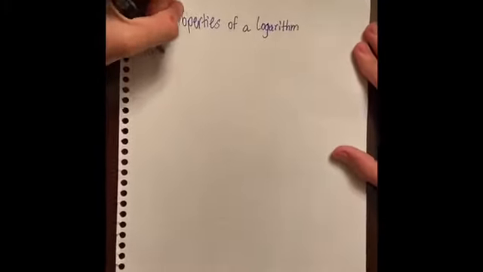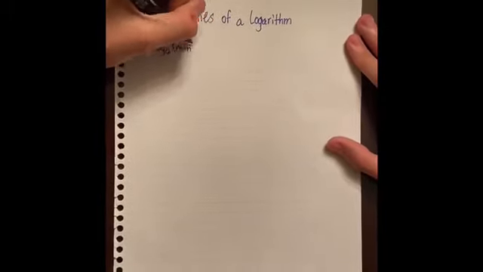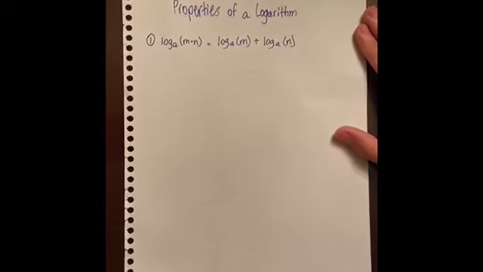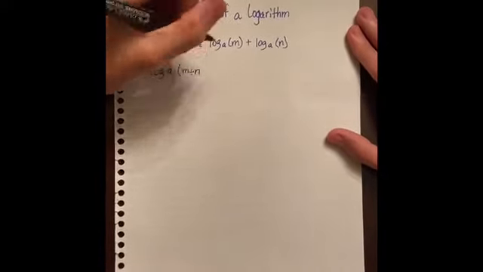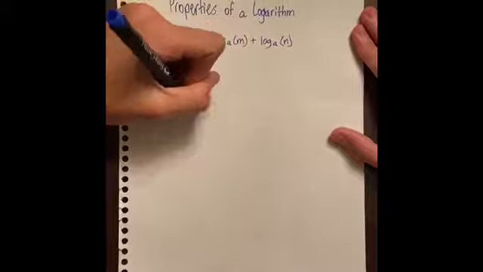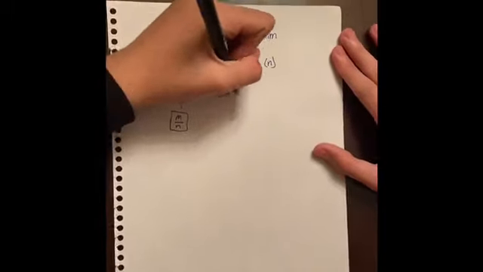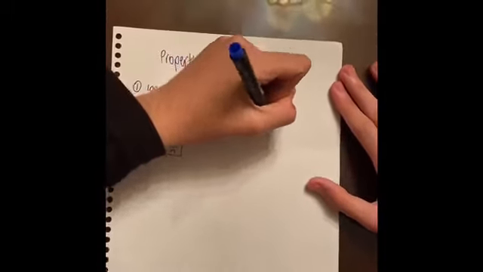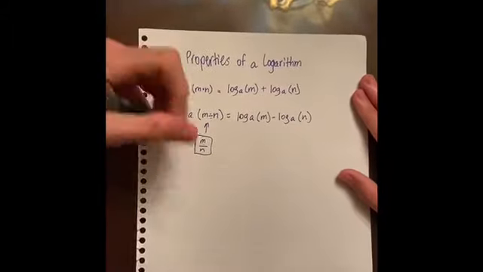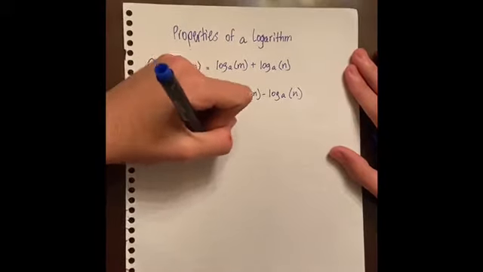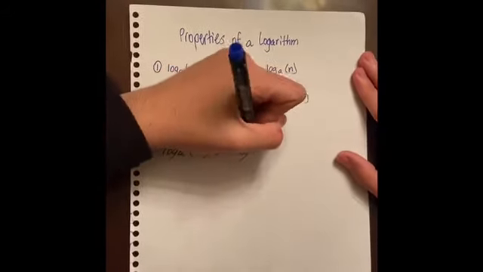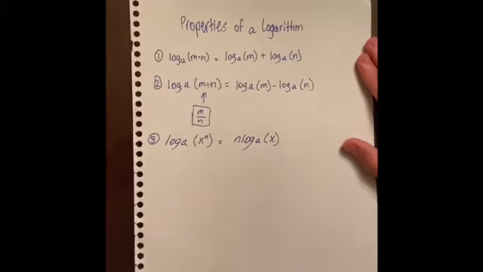The first property of a logarithmic function is log base a of m times n would equal log base a of m plus log base a of n. The second property is log base a of m divided by n would equal log base a of m minus log base a of n. And the third property would be log base a of x to the power of n would equal n log a of x.